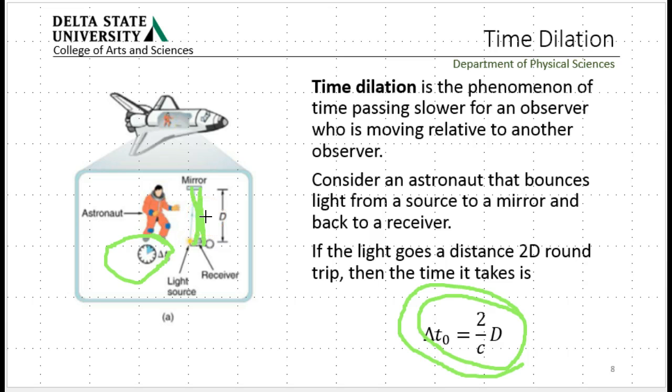Very simple. This is a problem you guys solved on the last test. It's the exact same problem as communicating with Voyager 1. So delta t is 2 over c times d. Okay.